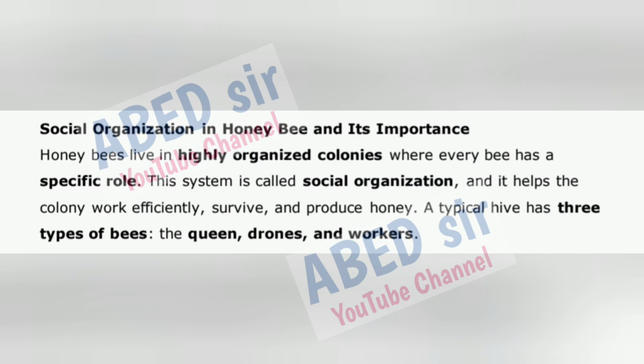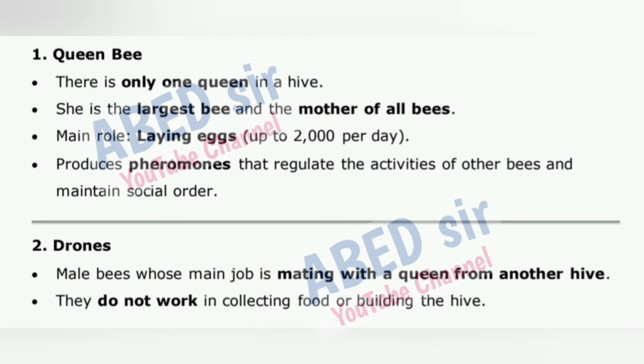A typical hive has 3 types of bees: the queen, drones, and workers. 1. Queen bee. There is only one queen in a hive. She is the largest bee and the mother of all bees. Main role: laying eggs, up to 2000 per day. She produces pheromones that regulate the activities of other bees and maintain social order.